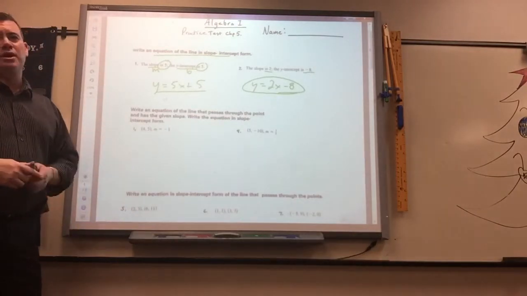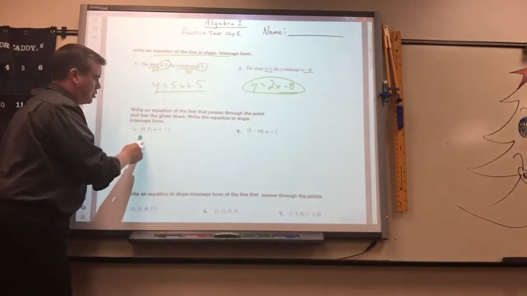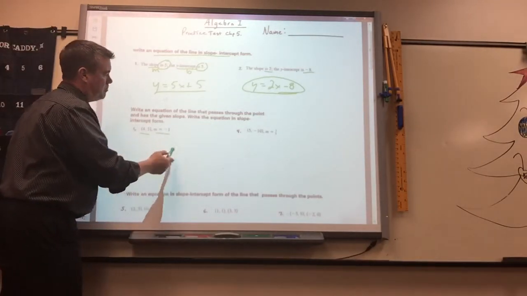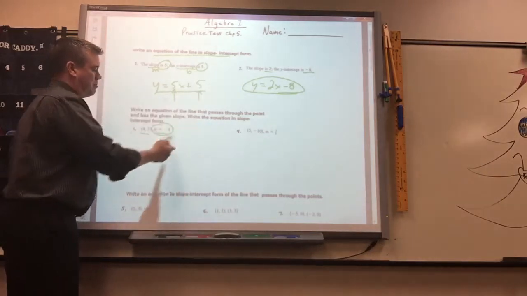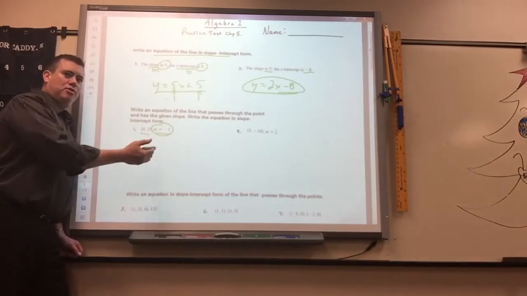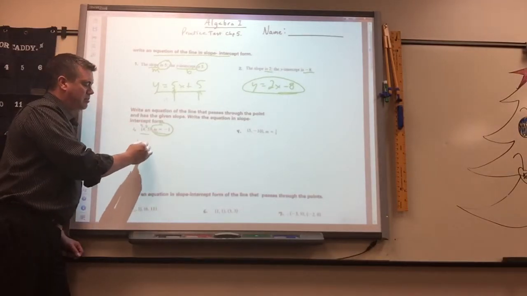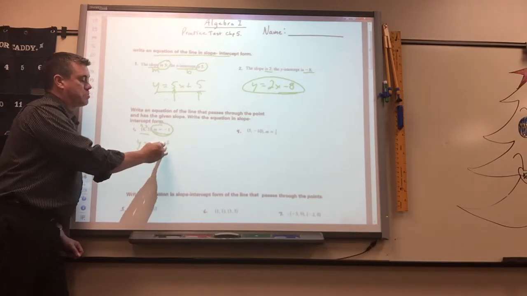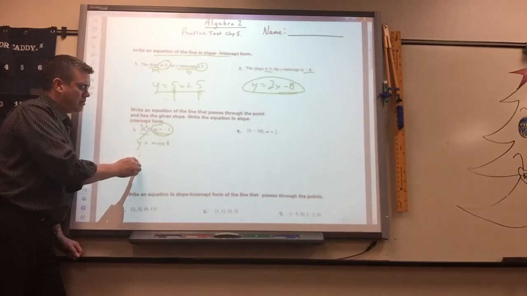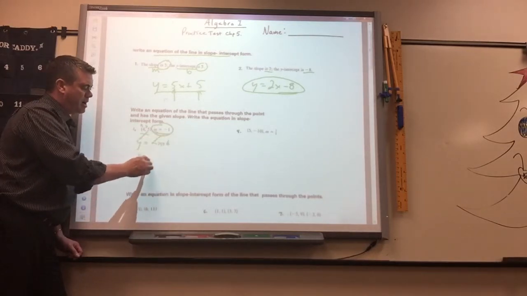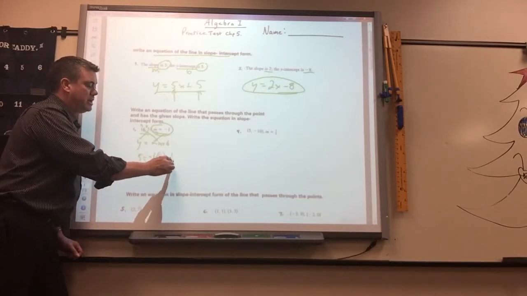Then you get into the ones where you got to find a little more. To write the equation passing through the point with the given slope, they give you m, so you've got to figure out what the b is. And that's why they give you a point. This is an x and a y, and you have the m. So you just plug it into y equals mx plus b. Put the 5 in for the y, negative 1 in for m, x is 4, plus b, and then you solve it.